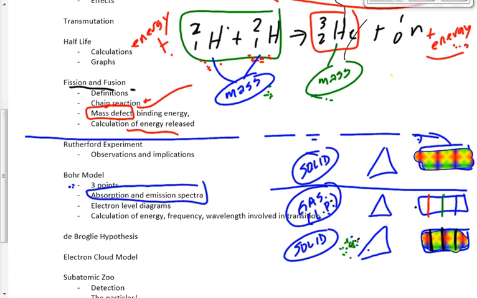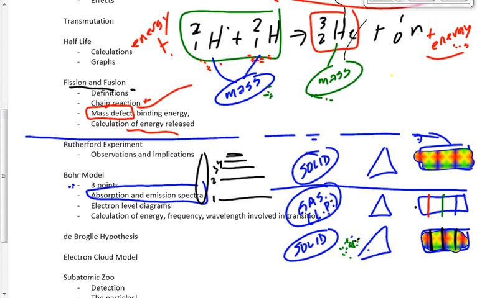Electron level diagrams always look something like this. Notice those lines get closer and closer together. First level, second level, third level, fourth level, and so on. Over here, we'd see our energies as well. For hydrogen, the first one is negative 13.6, but it can be whatever, depending upon what element.